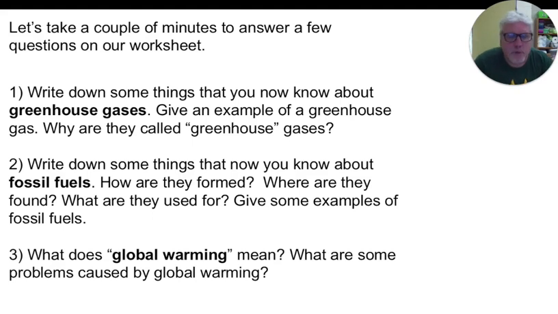Okay, so we asked you to write down some things that you now know about greenhouse gases. Perhaps you didn't know what some examples might be. We're going to learn here in a few moments why they're called greenhouse gases if you don't know that. We also asked you to write down some things that we know about fossil fuels, where they're formed or what are some types, what are they used for, and then what does global warming mean? Well, let's continue and we'll figure that out, okay?